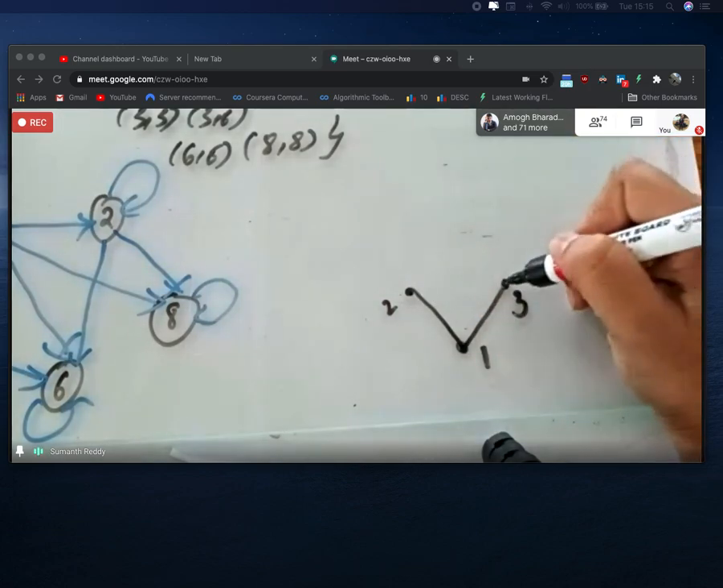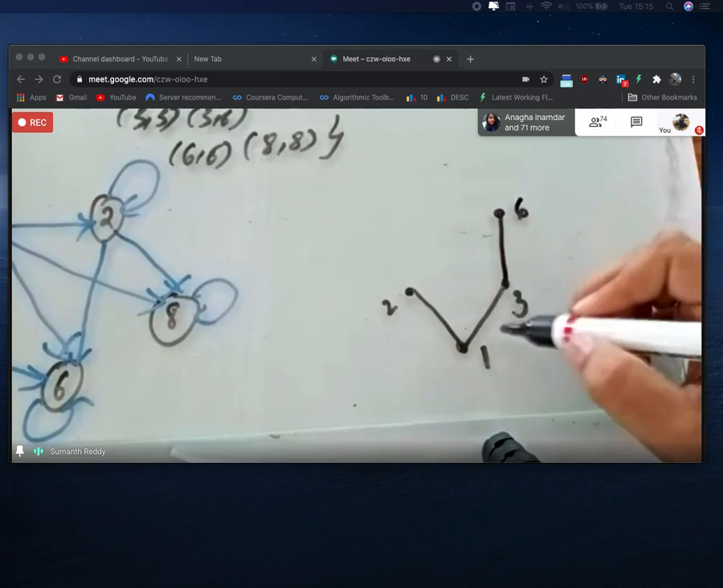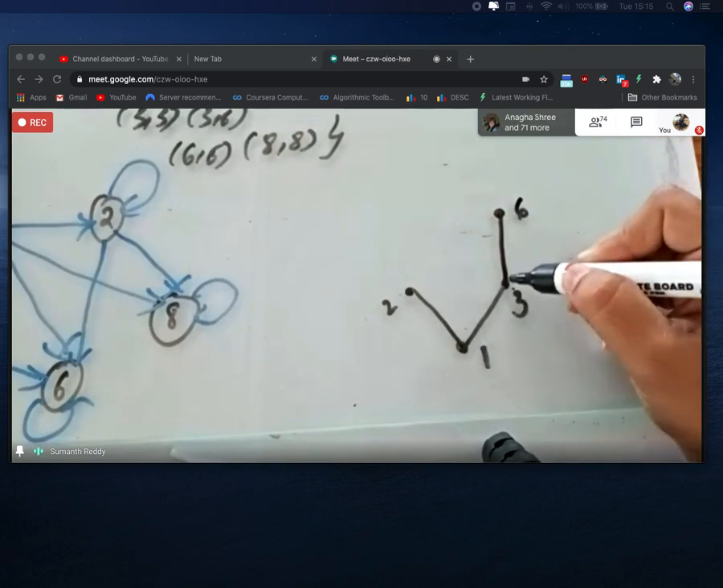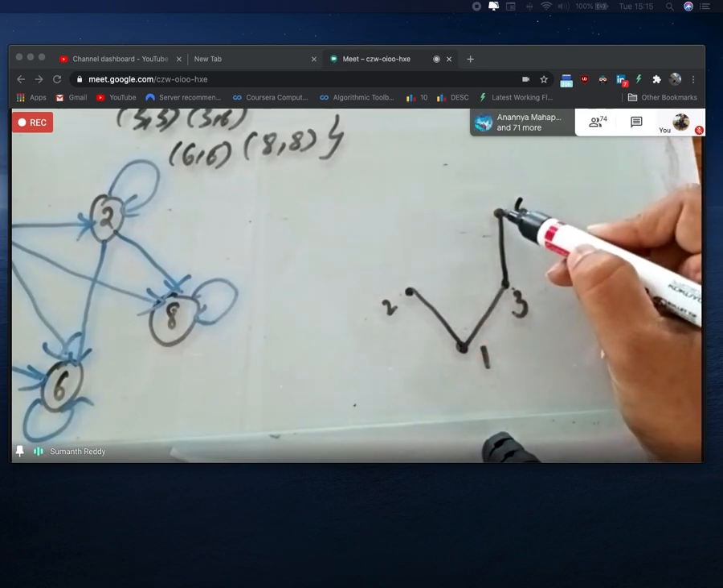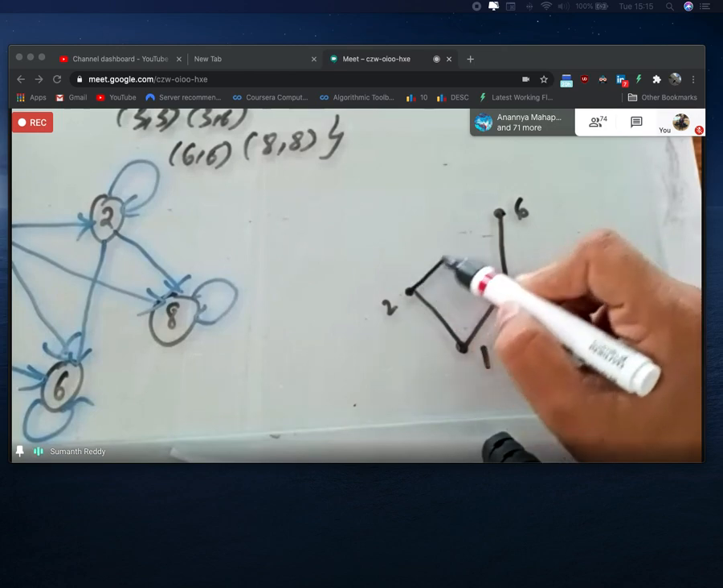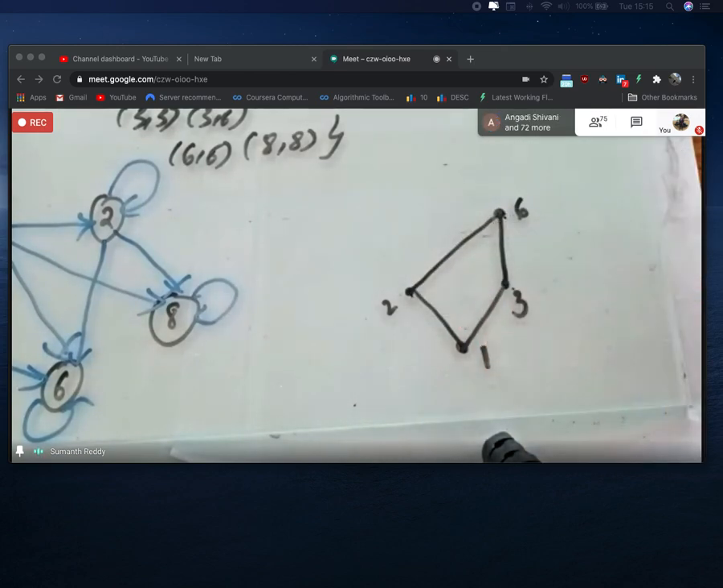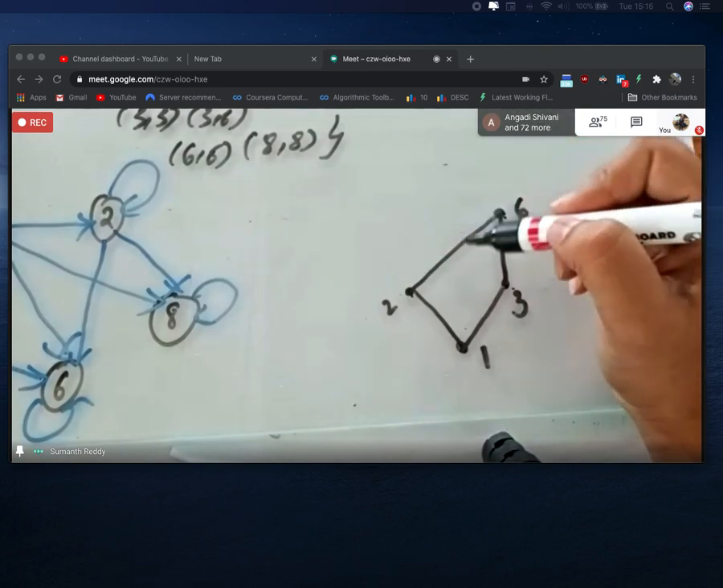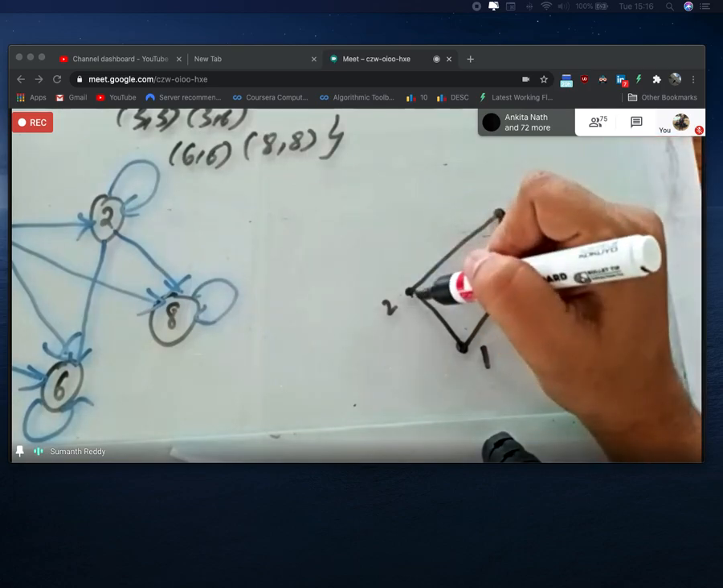I could write 6 here also, but 2 and 3 are also related to 6. So now I will write 6 here, but this indicates 1 is related to 3 and 3 is related to 6. Nowhere have I shown that 2 is related to 6 in this diagram. So to show that, I will put one more line here. If I do it like this, 2 is related to 6 is also completed. And now 8 is not related to 3 and 6. It is related only to 1 and 2.